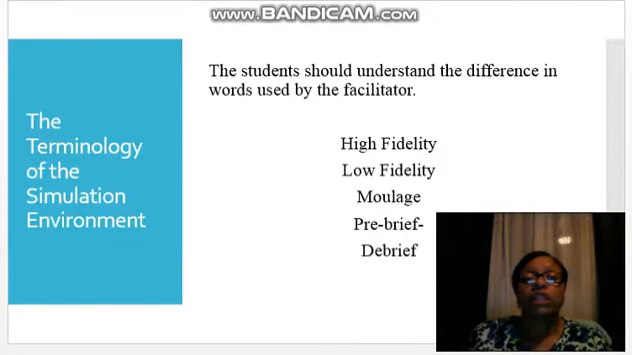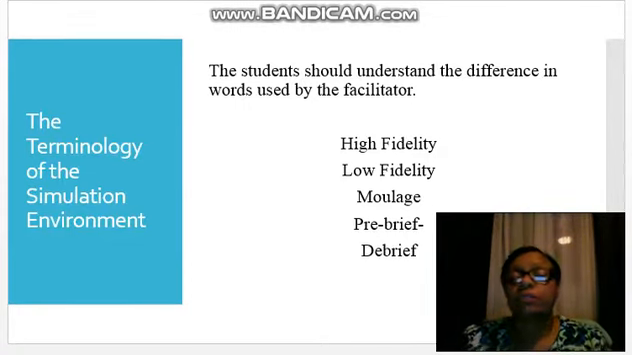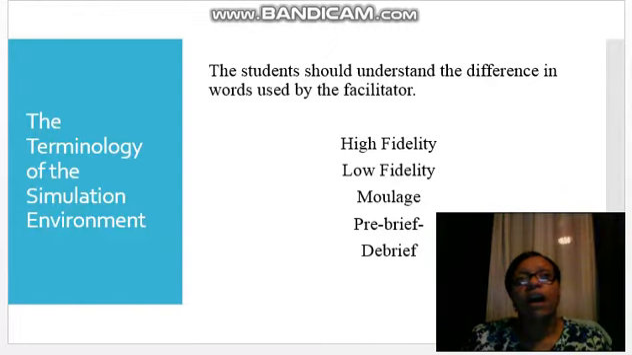Now, the terminology of simulation in the simulation environments. The students should understand the difference in the words used by the facilitator. We may use high fidelity, which is how the scenario plays out. What kind of mannequin are we using? We'll use a mannequin that can speak, that can sneeze, that can make sounds. His eyes can move. With this kind of mannequin, it's usually pretty good for the students to interact with because he can talk and he will respond to their treatment.